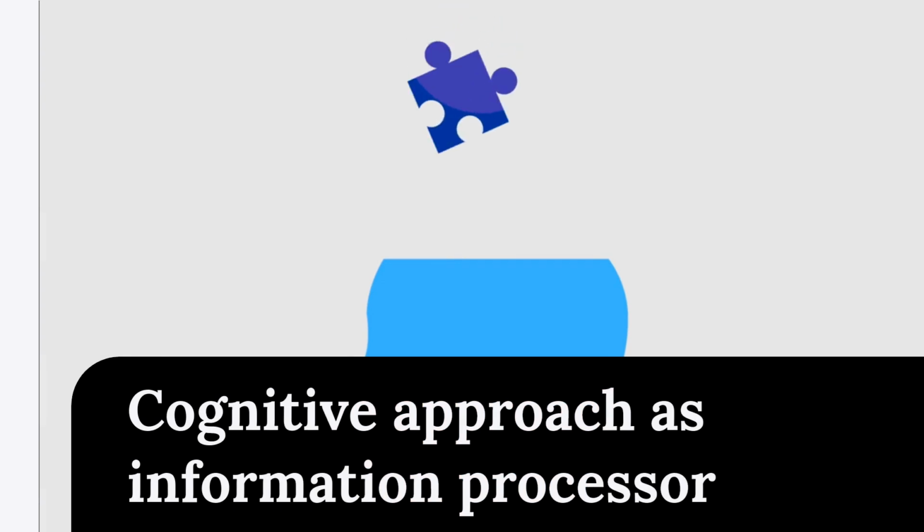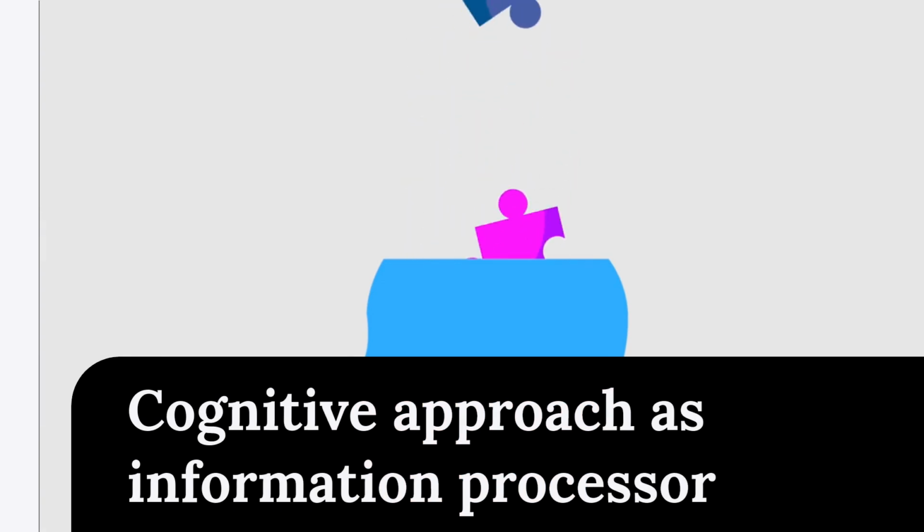The cognitive approach treats the mind as an information processor. It examines perception and problem-solving. Thoughts influence emotions and actions. Cognitive behavioral therapy, CBT, addresses negative patterns. This approach is evidence-based and widely used.